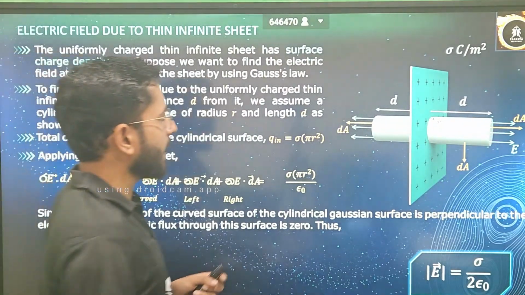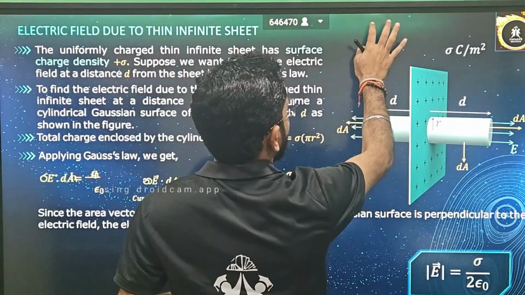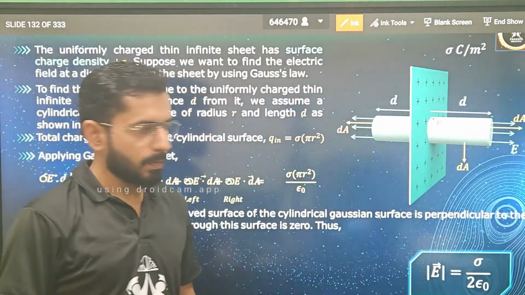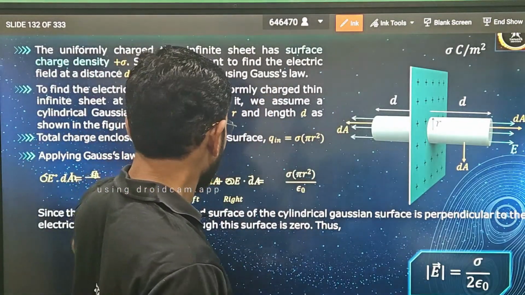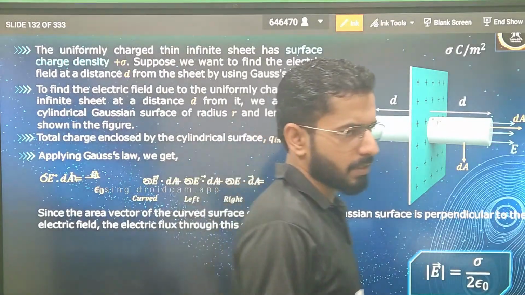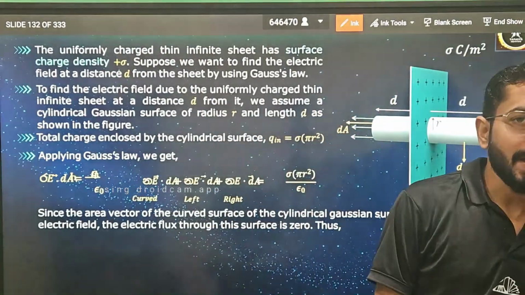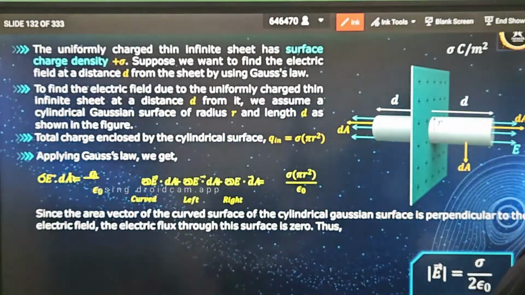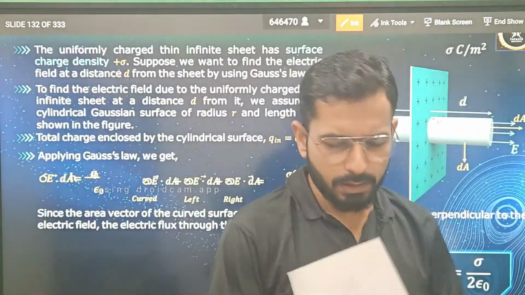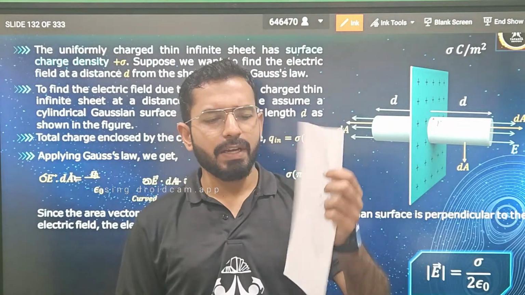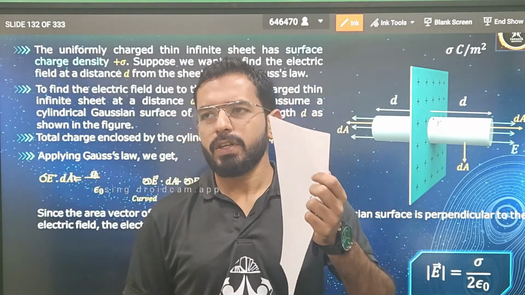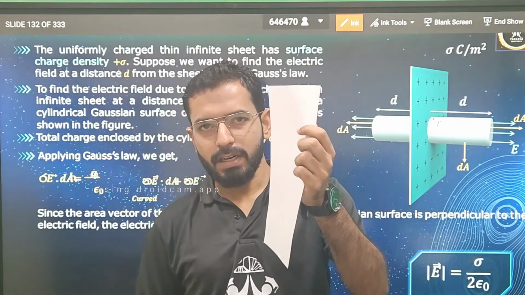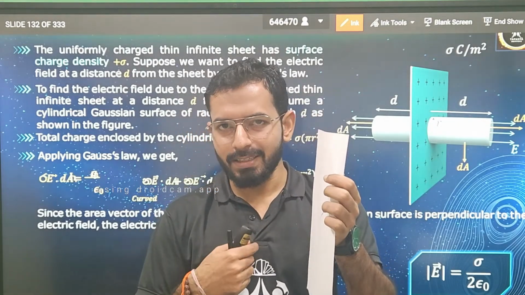Now, due to an infinite sheet, what will be happening? This is also a very important result that I will tell you. Finally, you have to remember the result. All the given things are given here properly, so you can take reference from there. I am telling you how you will find the electric field due to an infinite sheet. Infinite is not a defined thing. It is just about a reference. It is not actually an infinite sheet.